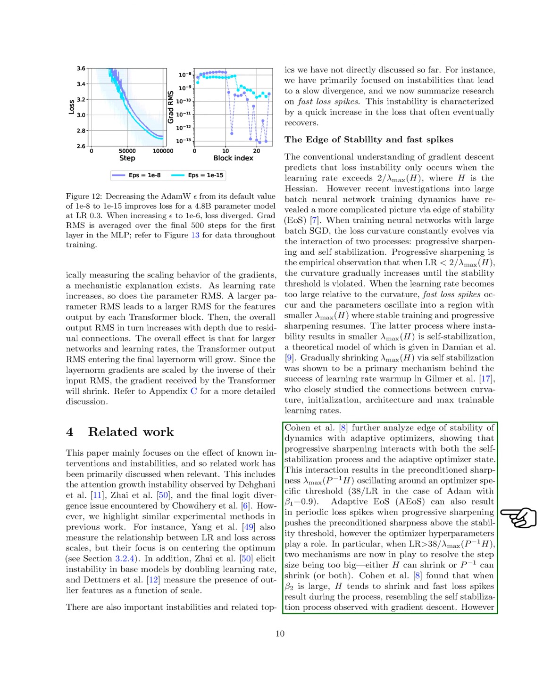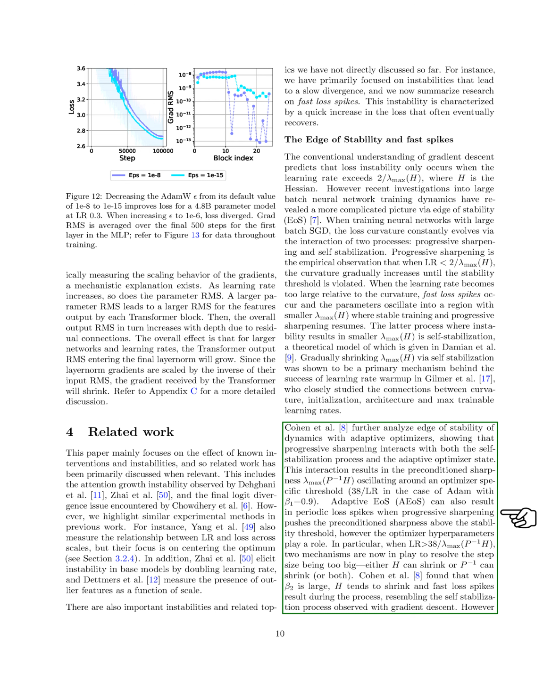Other researchers have further analyzed the edge of stability dynamics with adaptive optimizers, showing that progressive sharpening interacts with both the self-stabilization process and the adaptive optimizer state. This interaction results in the preconditioned sharpness oscillating around an optimizer-specific threshold. Adaptive edge of stability, AEOS, can also result in periodic loss spikes when progressive sharpening pushes the preconditioned sharpness above the stability threshold. However, the optimizer hyperparameters play a role. In particular, when the learning rate is greater than a certain value, two mechanisms are now in play to resolve the step size being too big. Either the Hessian can shrink or the preconditioned Hessian can shrink, or both.